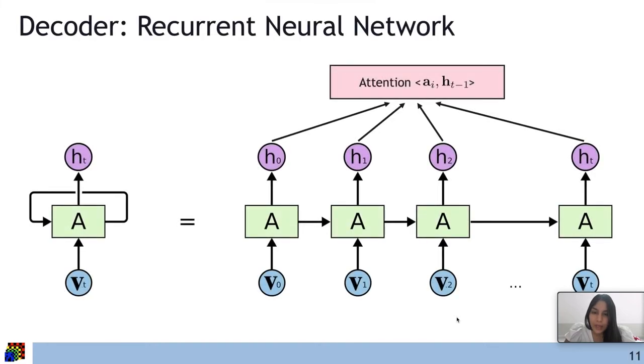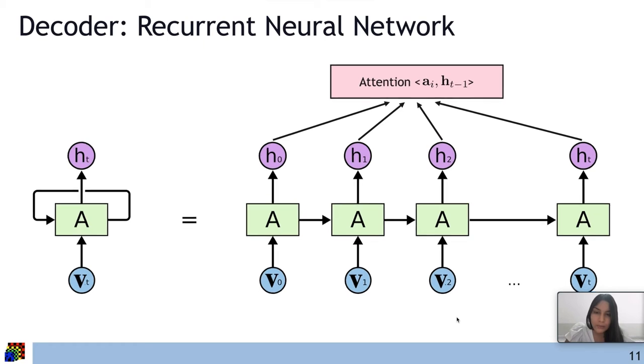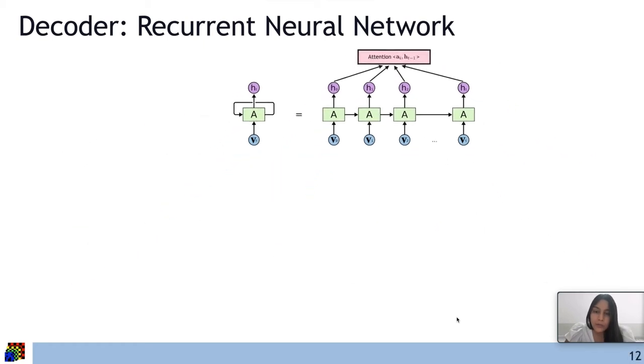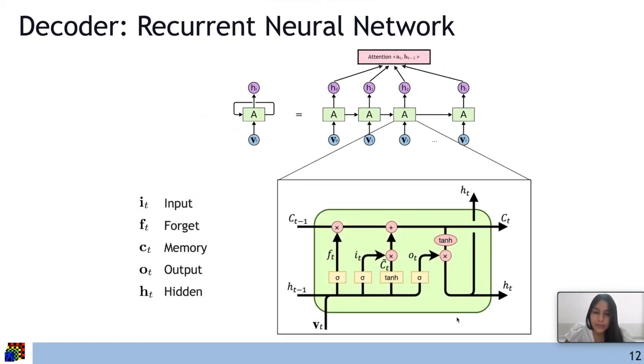We use an LSTM network with an attention module to generate a caption by computing one word at each time step t, conditioned on a context vector, the previous hidden state h_t, and the previously generated word v_t.